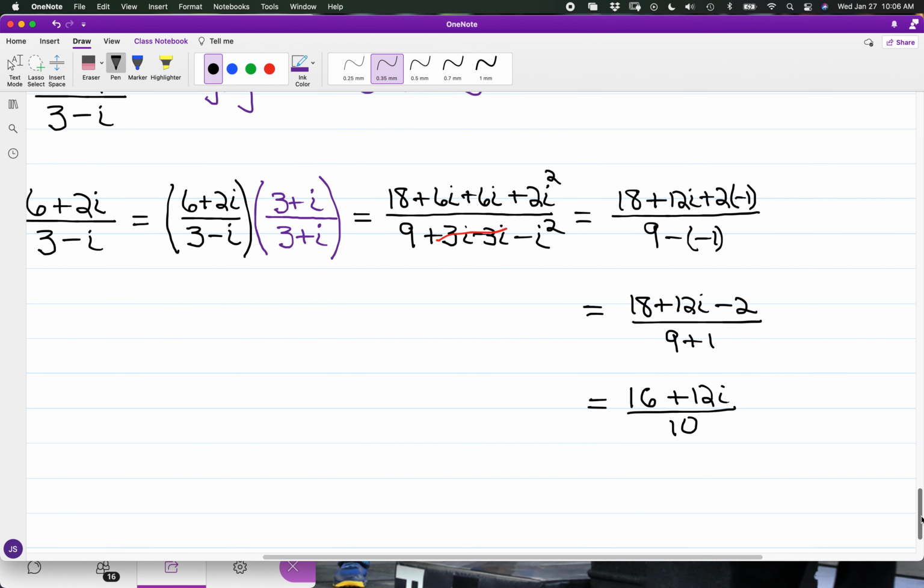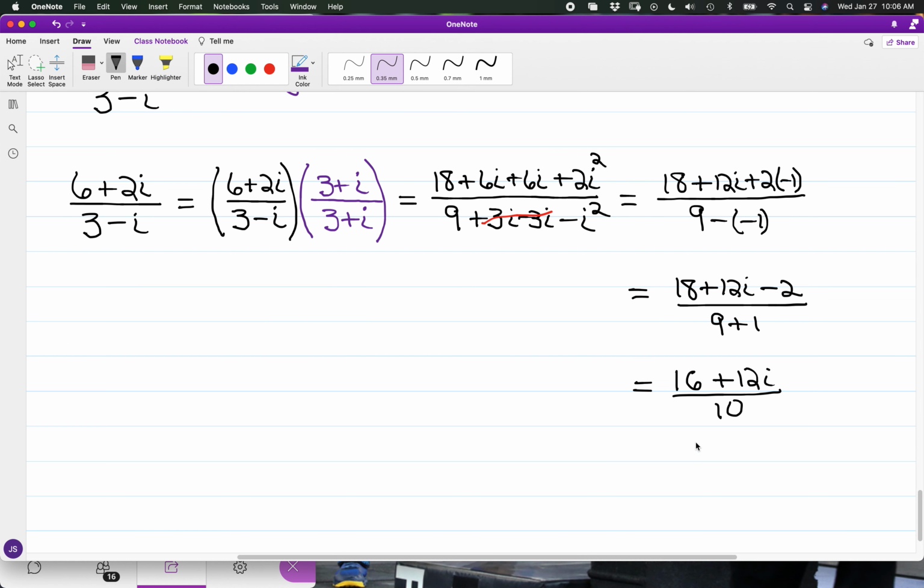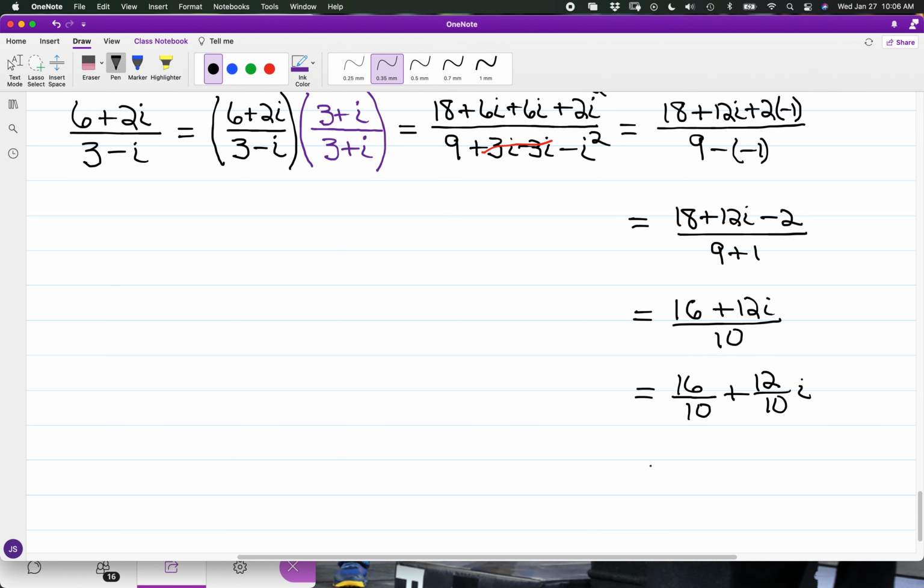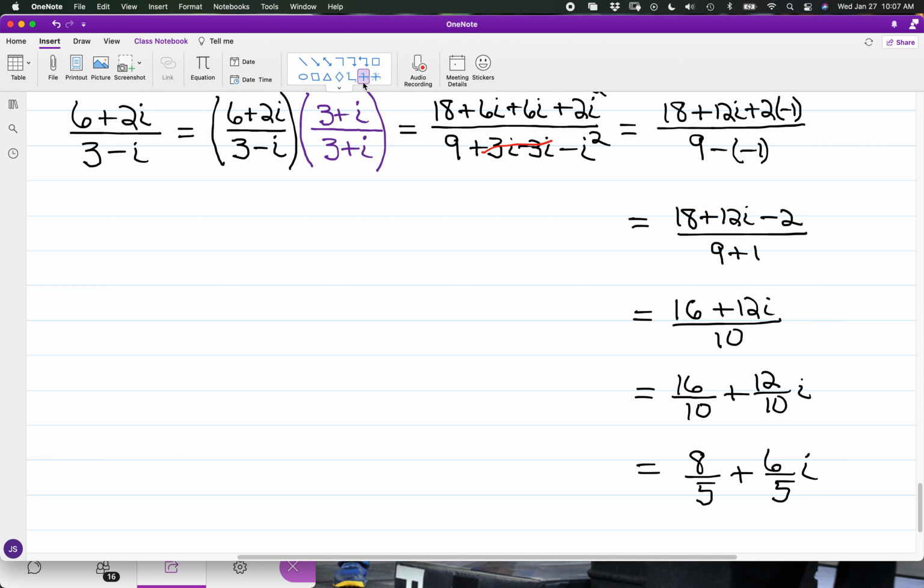And looking at splitting up what we have in the ratio, we have 16 tenths plus 12 tenths of i. So we got the a plus bi format, and then upon completely simplifying, 16 tenths would be 8 fifths, and 12 tenths of i will go to 6 fifths of i. And that'll be the result for what we have in number 51.